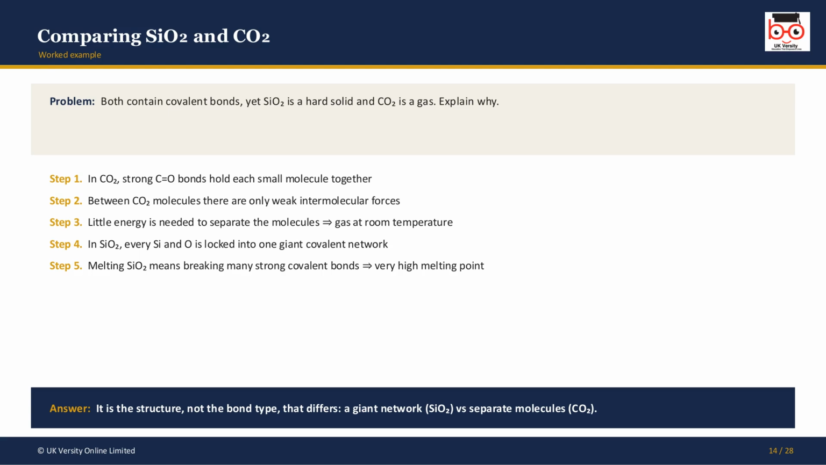But between the molecules, there are only weak intermolecular forces. Very little energy is needed to separate them, so it's a gas at room temperature. In silicon dioxide, by contrast, every silicon and oxygen is locked into one giant covalent network, and melting it means breaking many strong covalent bonds, giving a very high melting point. It's the structure, not the type of bond, that differs.